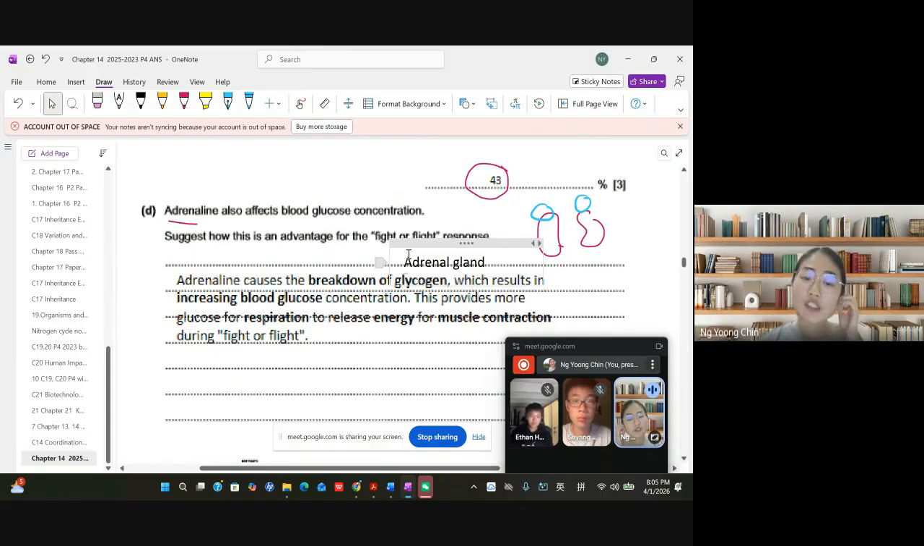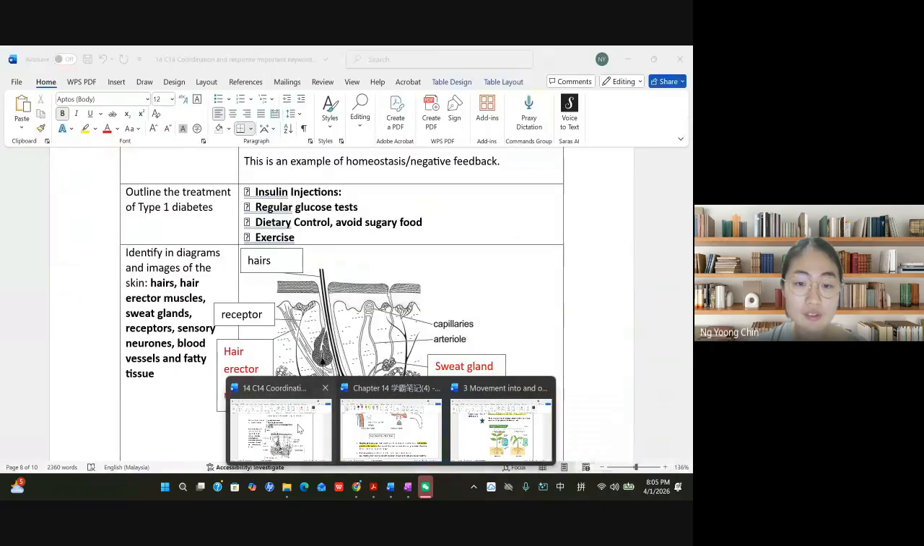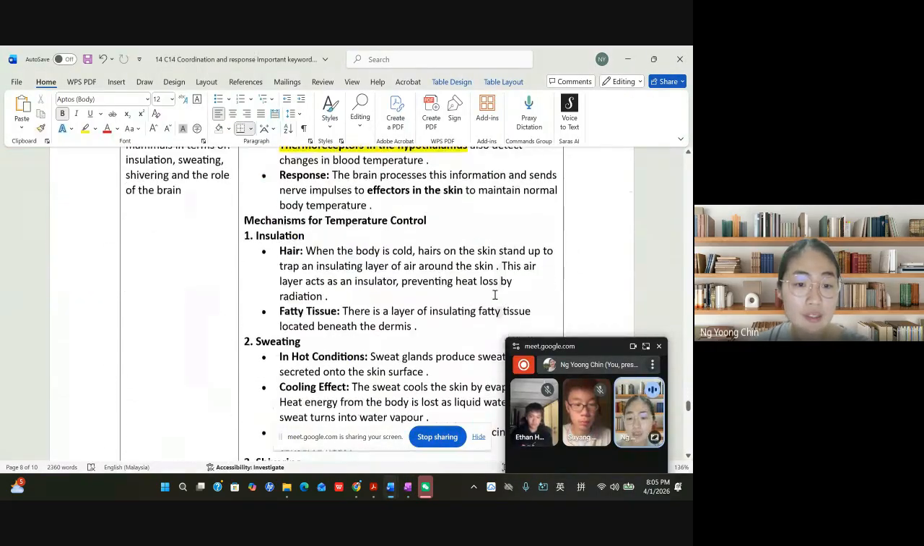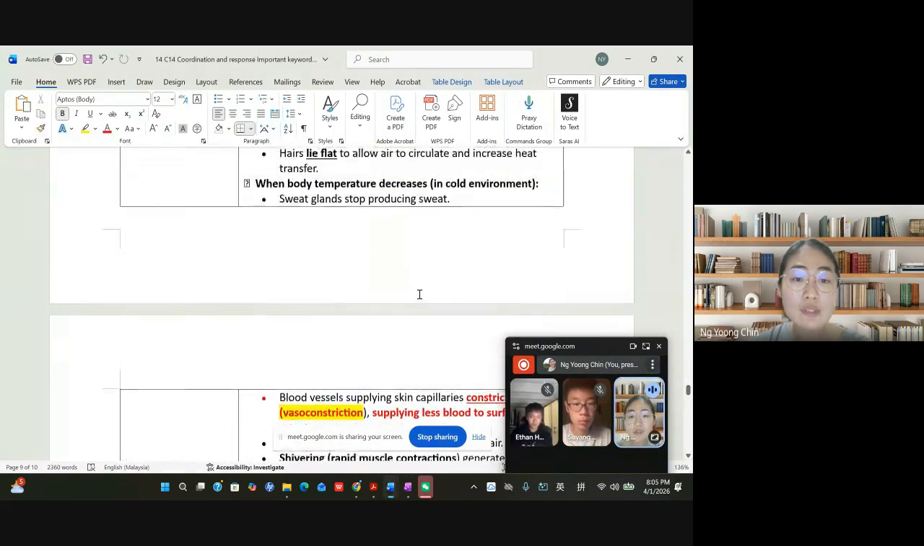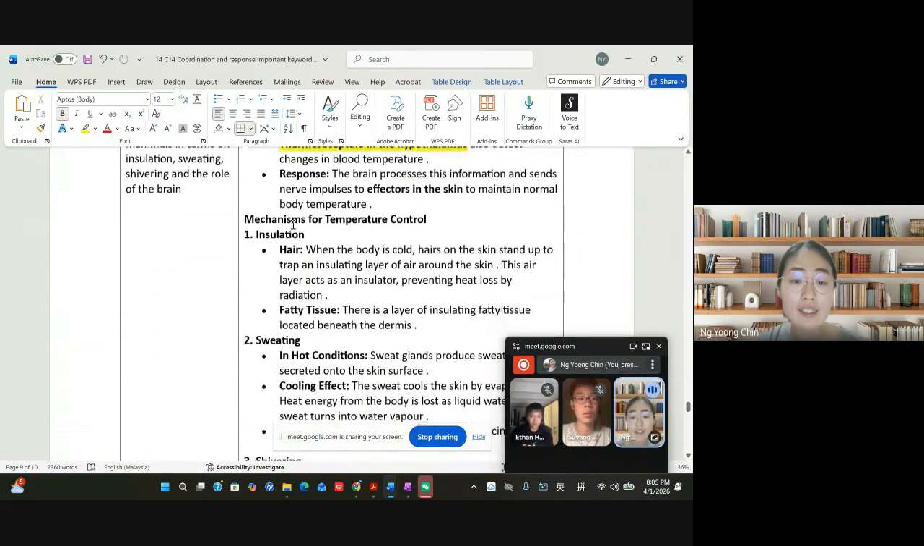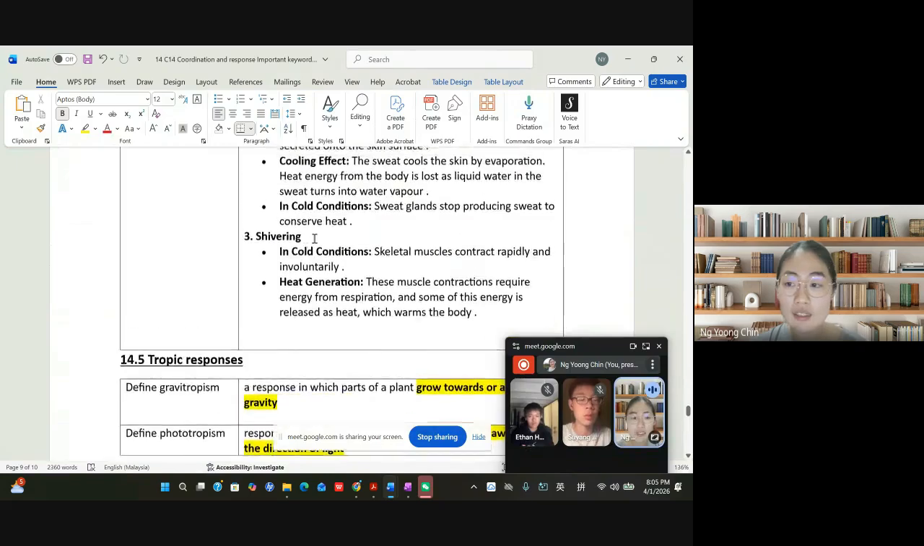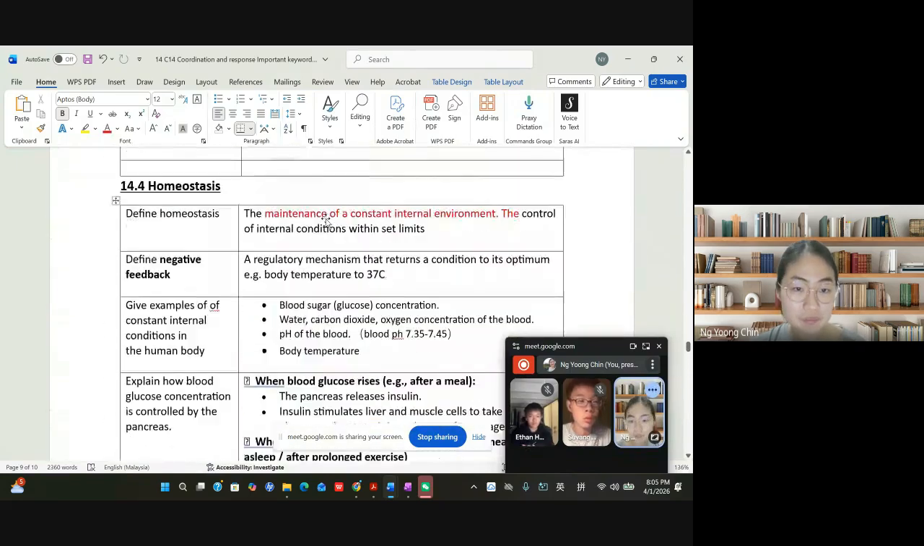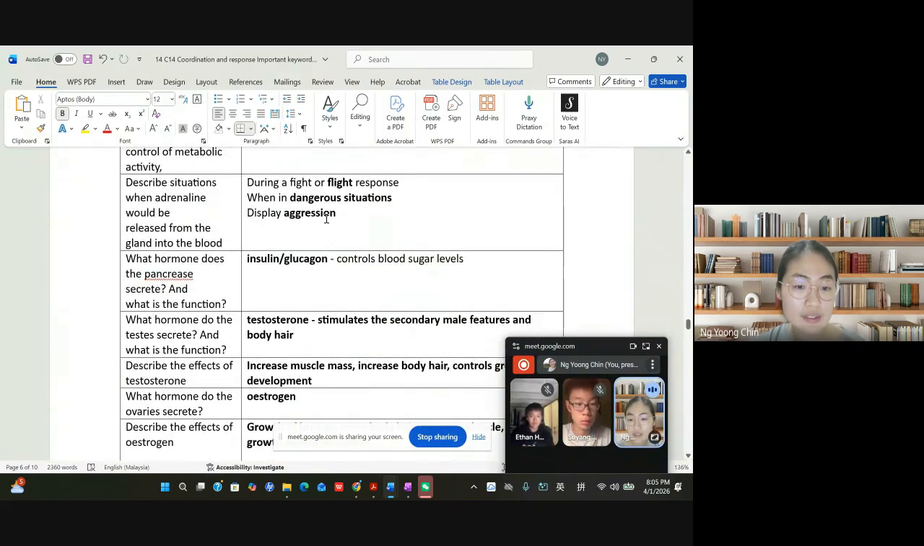So what is the function of adrenaline? You can tell me about 3 functions of adrenaline. Adrenaline is released during the fight and flight response. Maybe I can show the point. This one you can read by yourself, how your body is able to regulate temperature. It's not very hard. And then where's the adrenaline? Adrenaline is here.